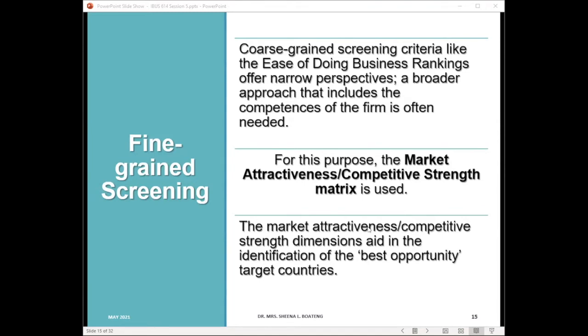So for this purpose, firms must conduct what we refer to as the market attractiveness / competitive strength matrix. Here it's all about the firm filling a matrix that helps them ascertain how attractive a particular segment is to them, and then how well they are poised to compete.